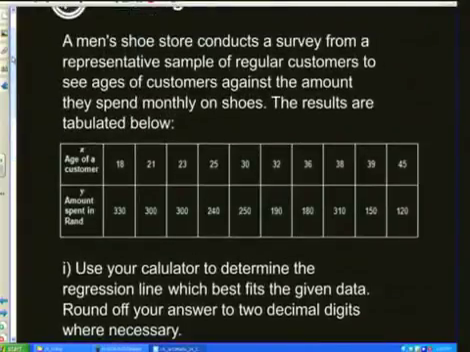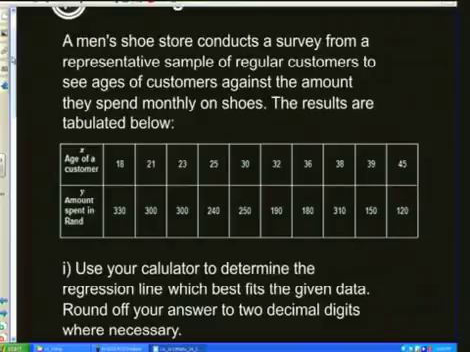Okay, so we've got a challenge question, which without having done the exercises just yet might look a little bit strange, but I want you to take note of it. And as we're going through the exercises, see if you can actually give this a go, and at the end we'll see how you managed, okay? A men's shoe store conducts a survey from a representative sample of regular customers to see ages of customers against the amount they spend monthly on shoes.